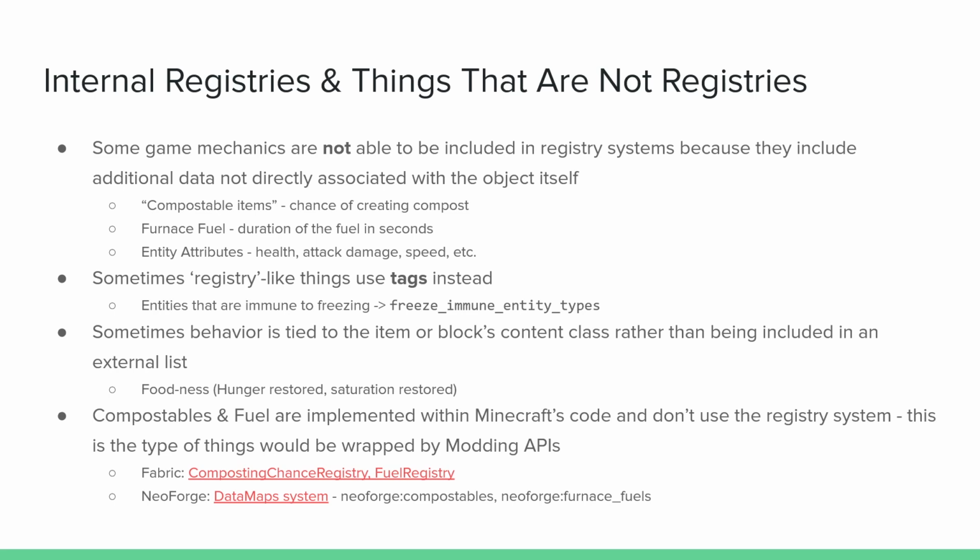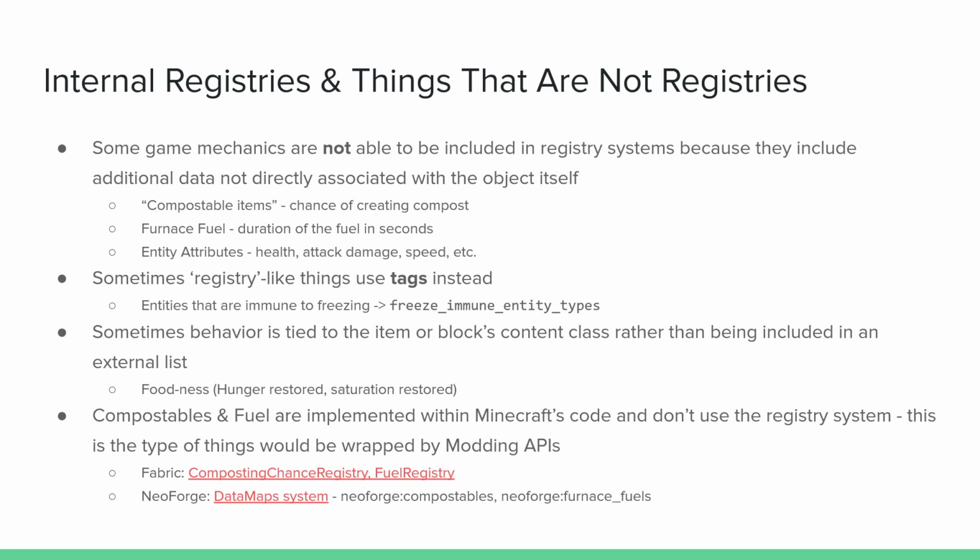And some behavior is actually tied to the registry object or content instance or instance class. There are a lot of ways I've been describing it. For example, foodness is an actual behavior that's tied to things. There's no registry for being a food. So compostables and fuel are examples of special registries that are implemented within Minecraft's code but don't use the registry system. And those things are also provided by modding APIs.